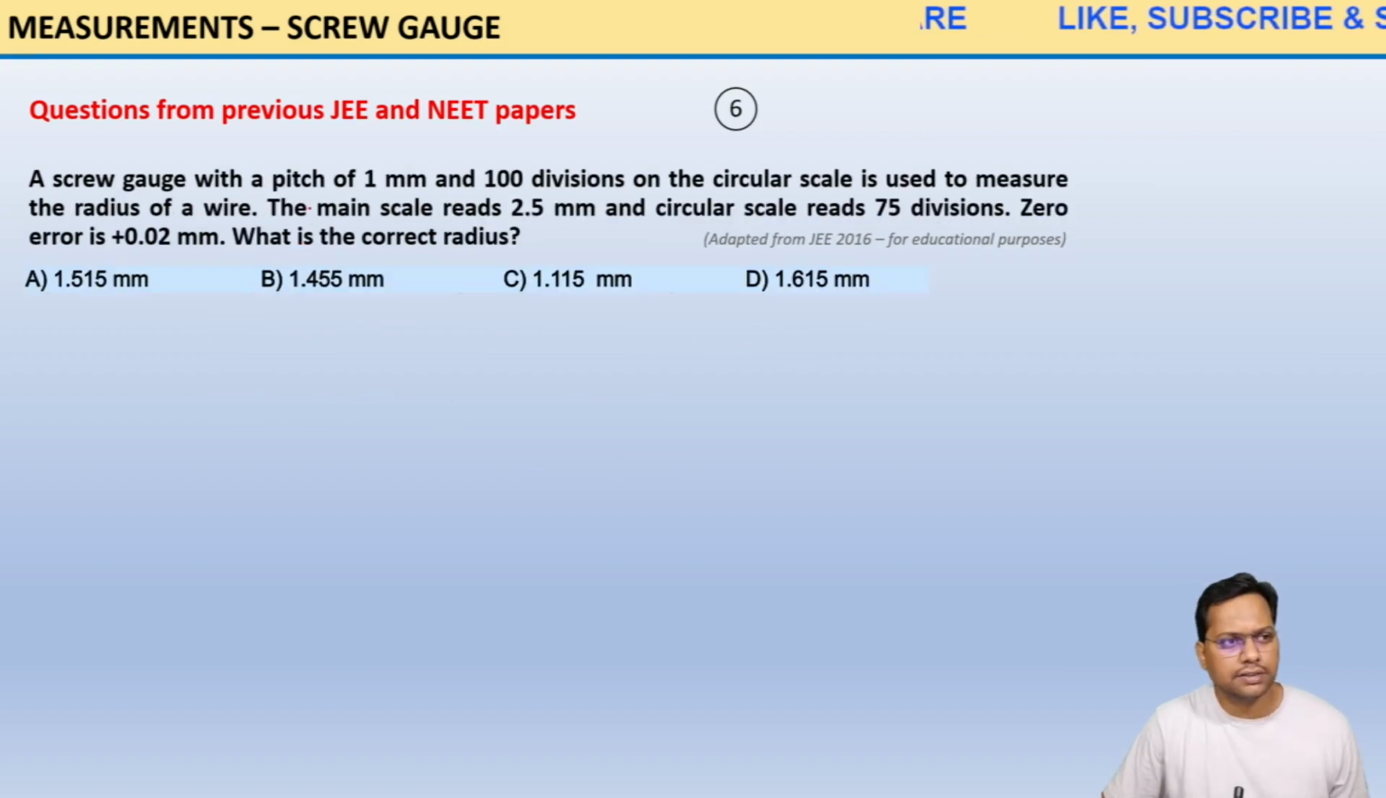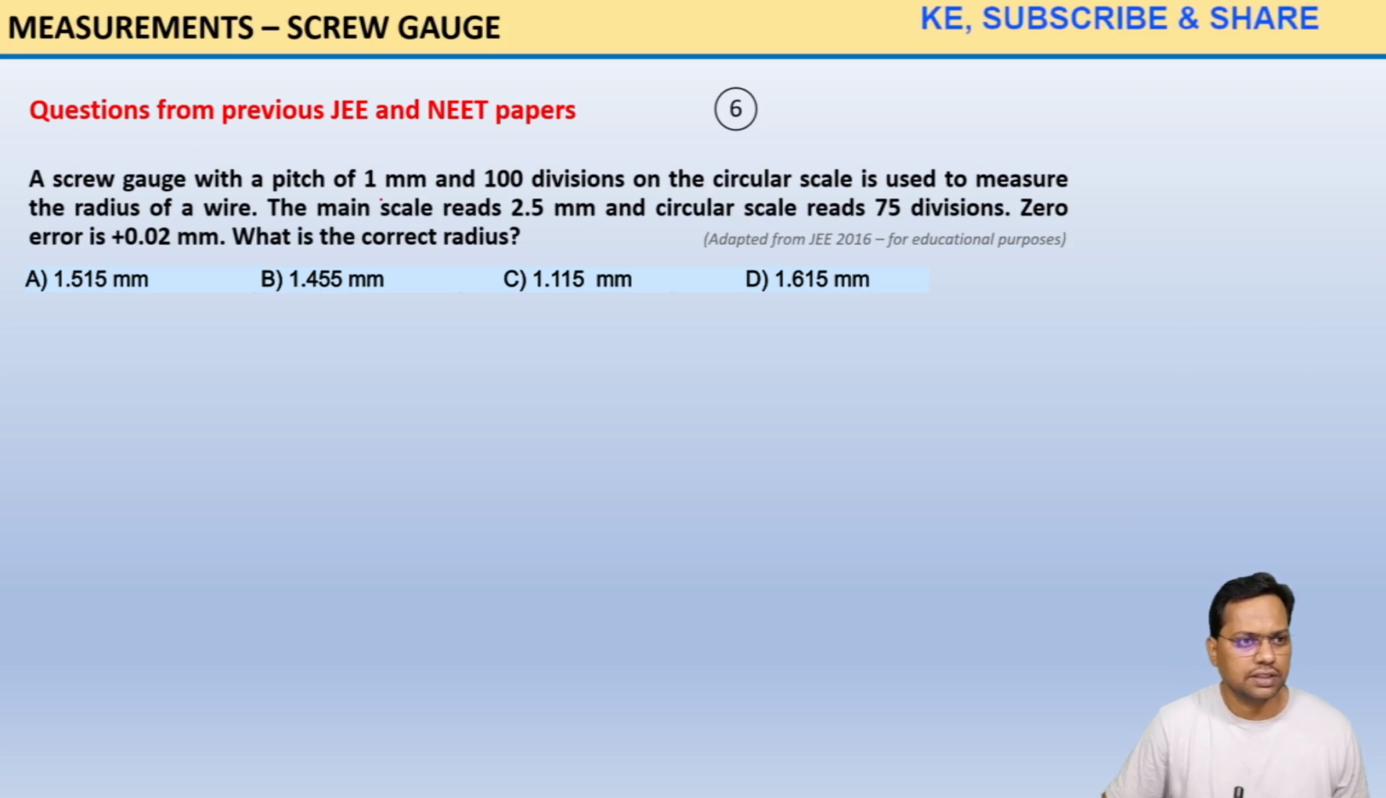A screw gauge with a pitch of 1 millimeter and 100 divisions on the circular scale is used to measure the radius of a wire. The main scale reads 2.5 mm and the circular scale reads 75 divisions. The zero error is plus 0.02 millimeter. So what is the correct radius?